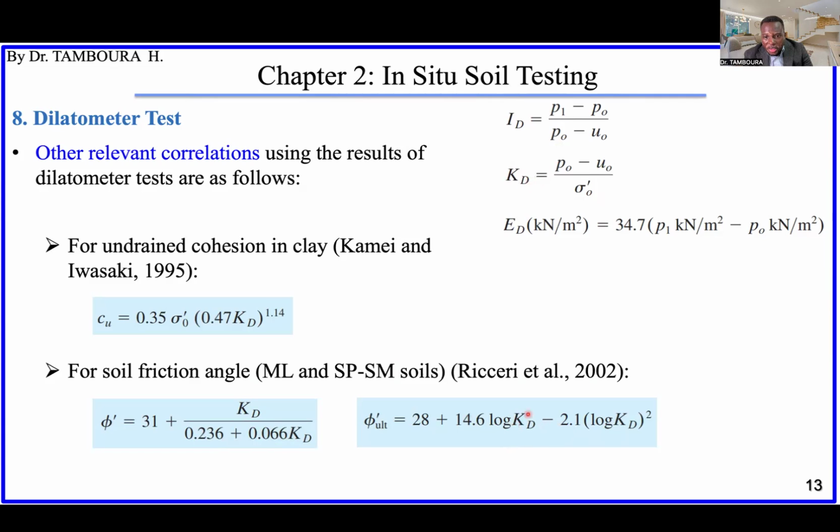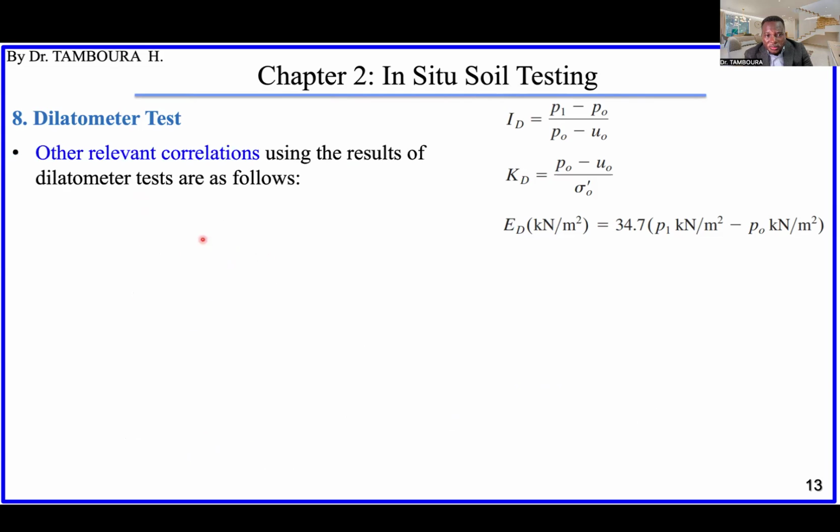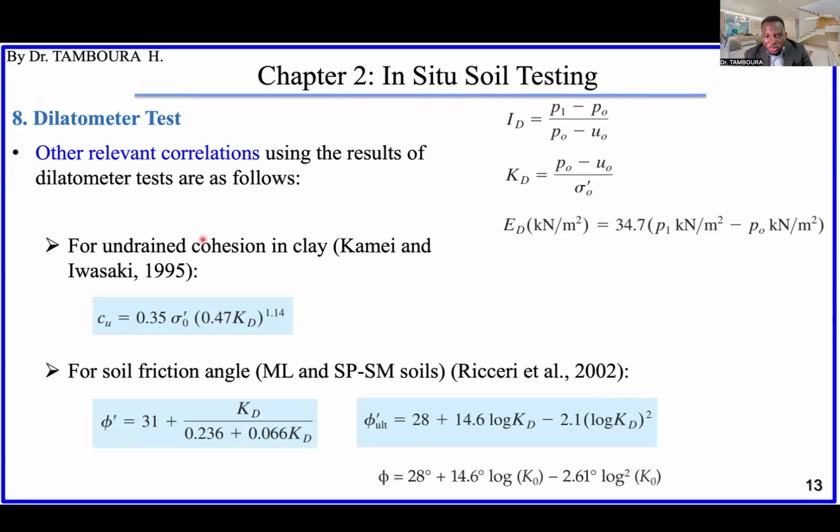And instead of KD, if you want, you can use K naught like this. Because as you know, K naught can be obtained from KD. I will go back to show you that relation. Like here, you can see K naught here. So this K naught can be used also instead of KD to obtain this.